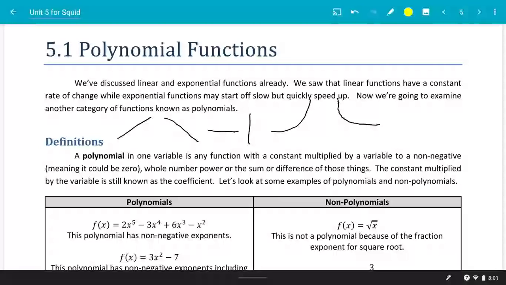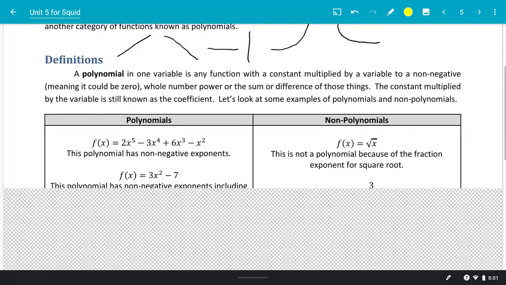Now, linear functions are to the first degree, so you don't see any powers or exponents. But with polynomial functions, we're going to have exponents, just like we did in exponential functions. So what is a polynomial?